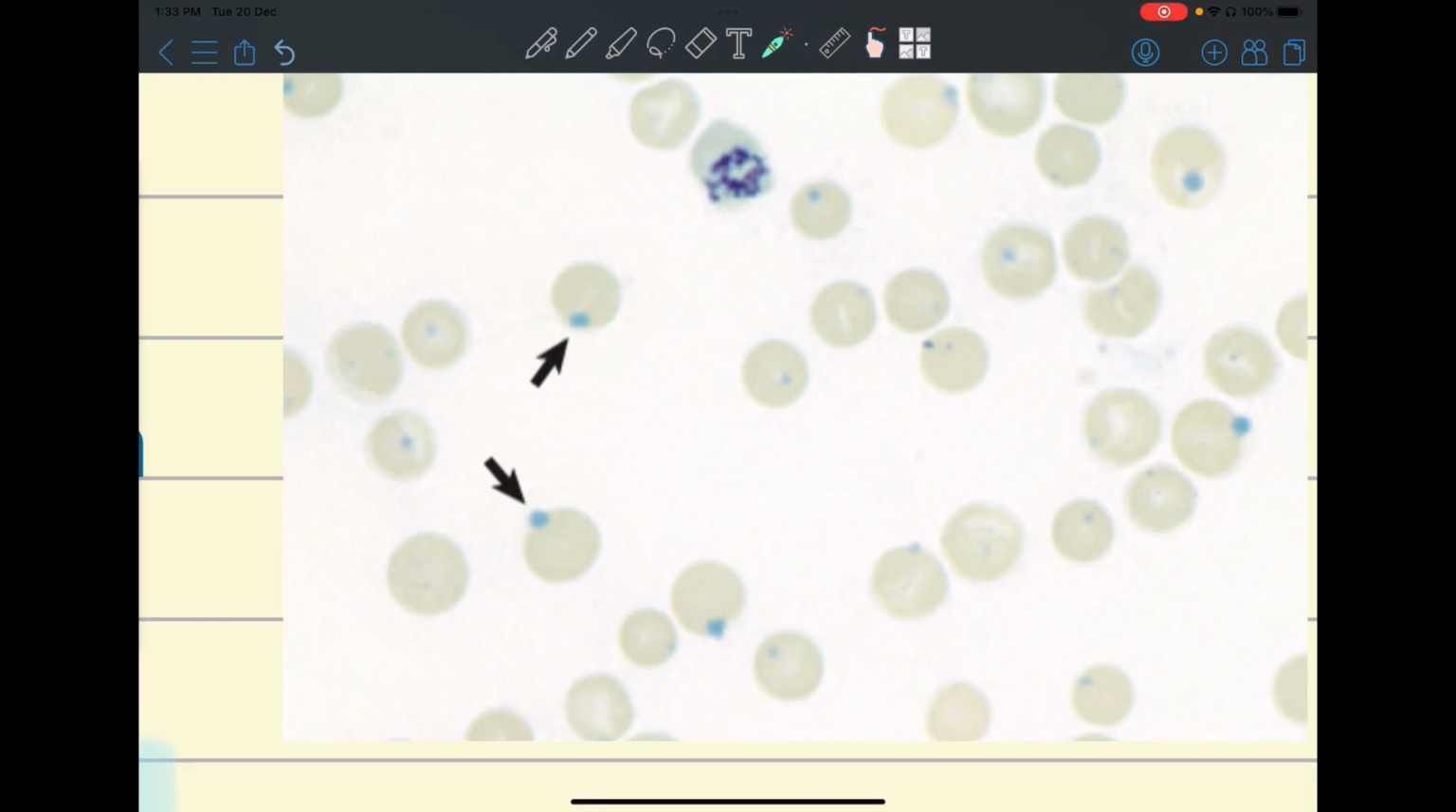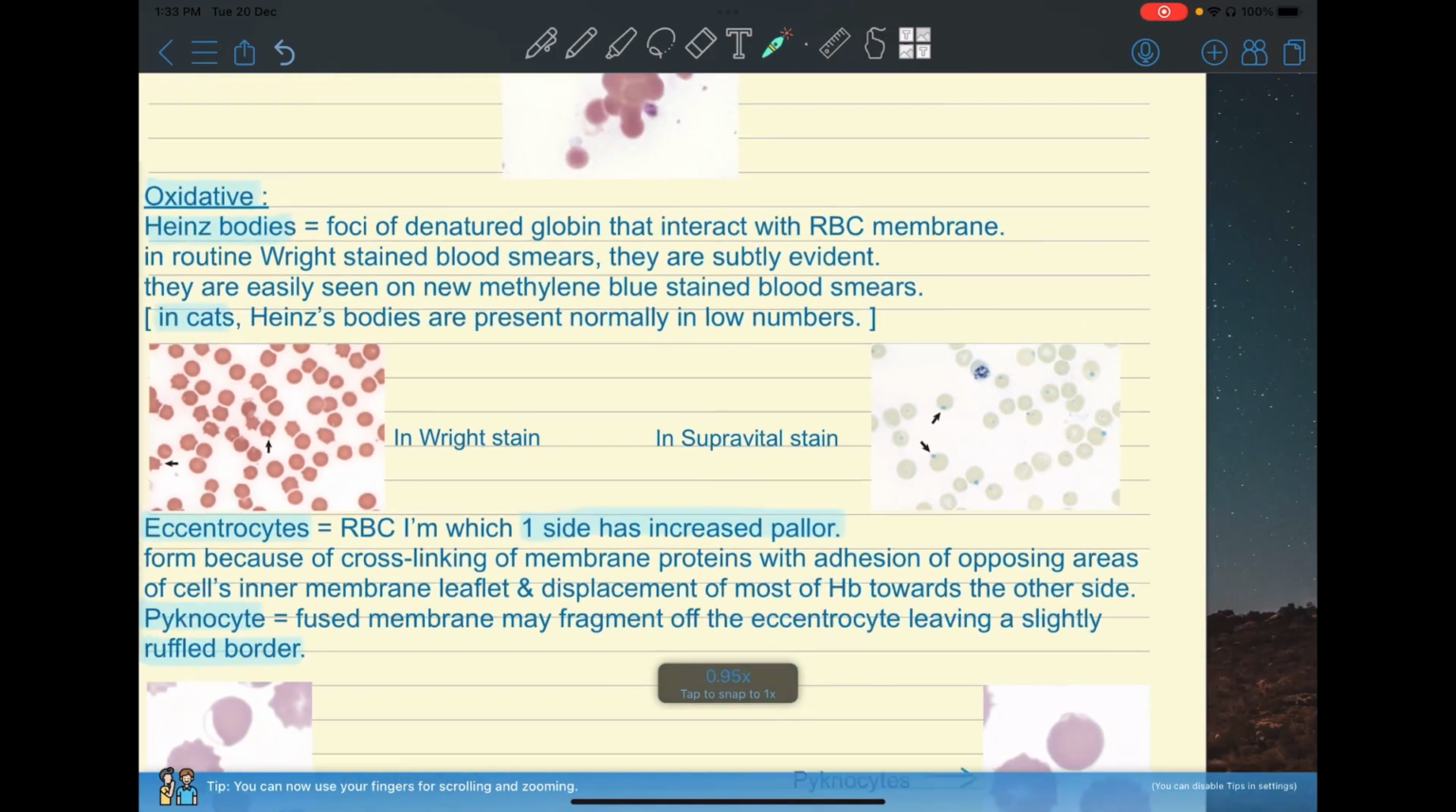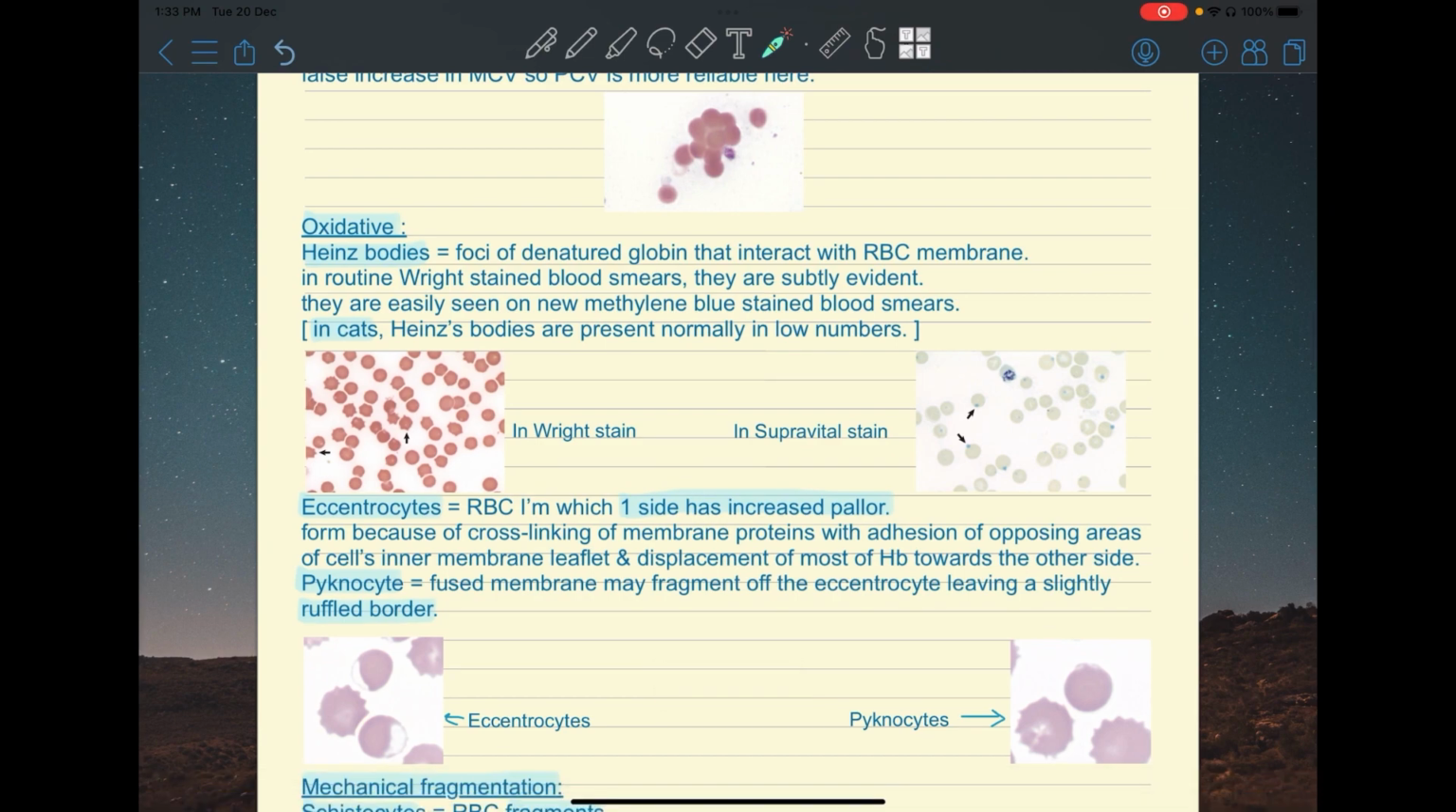One thing to note is that though I have said that Heinz bodies are characteristic of oxidative hemolytic anemia, in case of cats, they are normally present in low numbers. So if you are seeing a lot of Heinz bodies, then yes, it may be due to hemolytic anemia of oxidative cause. But if they are present in low number in cats, they are normal.